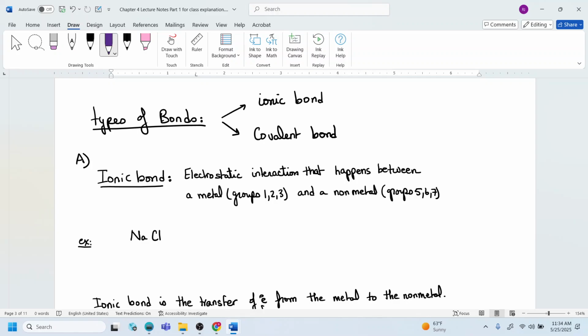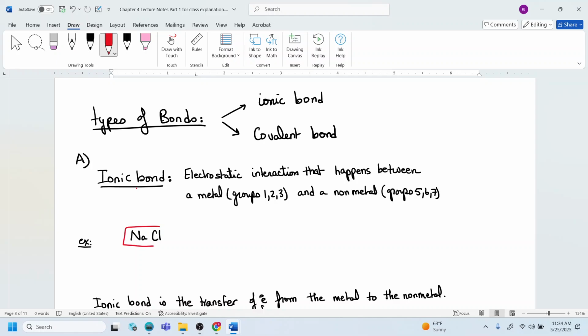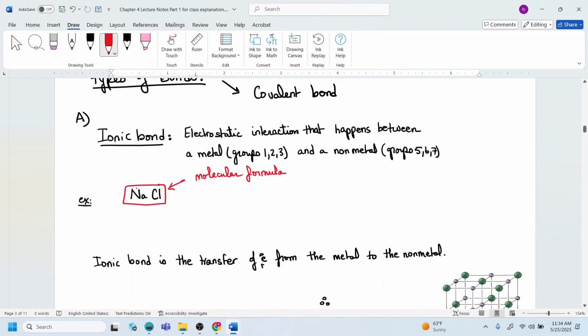So if you look, for example, at NaCl, NaCl has a molecular formula of Na and Cl. This is called a molecular formula. And the molecular formula shows us how many atoms we have in the molecule. So here I have an NaCl molecule that has one atom of sodium in it, and one atom of chlorine in it.